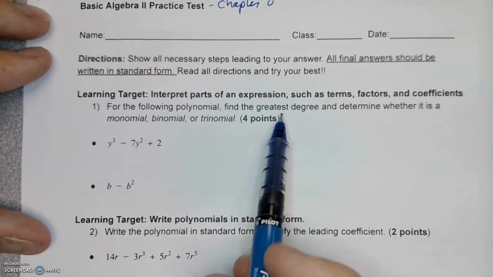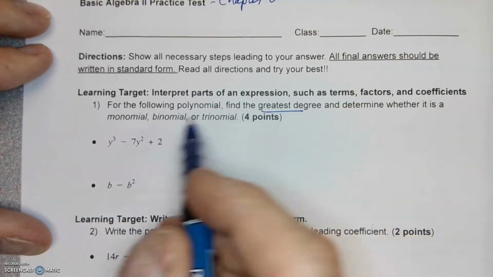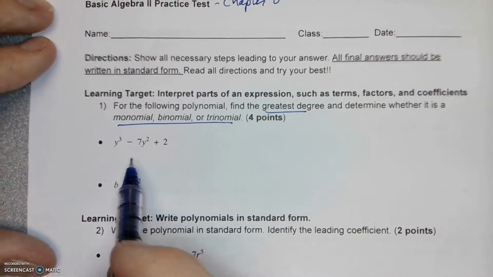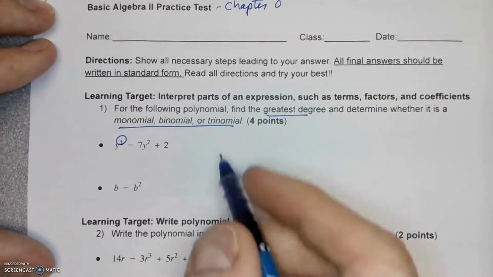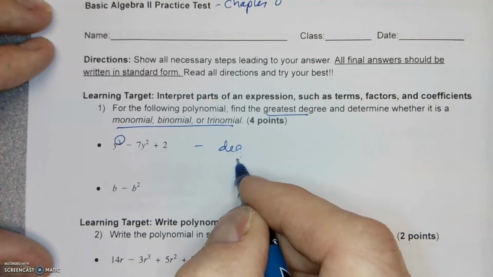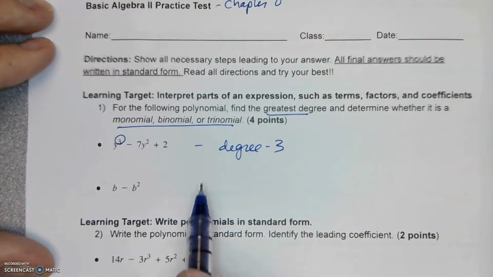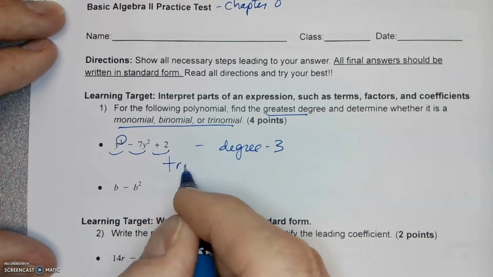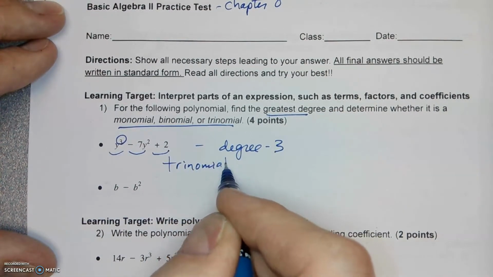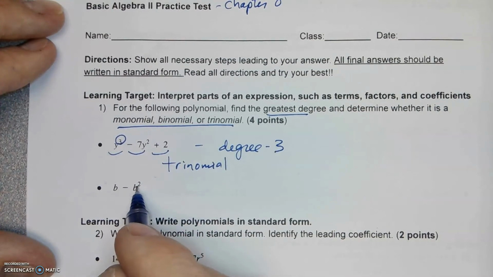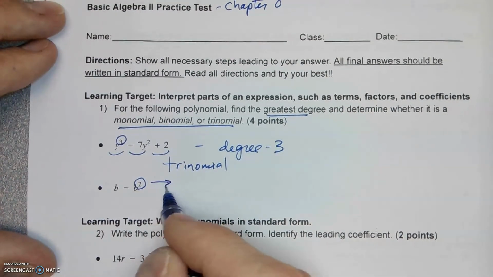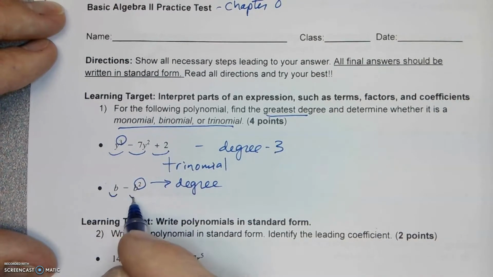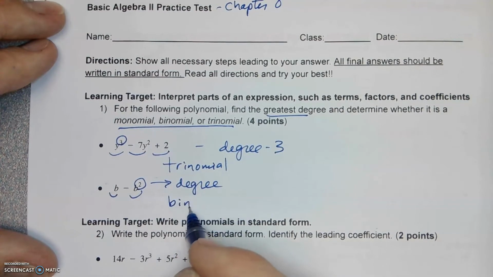We are finding the greatest degree and deciding whether it's a monomial, binomial, or trinomial. So the greatest degree is the greatest exponent. In this case, degree is 3. And there are 3 terms, so that makes this a trinomial. Here, the greatest degree is 2. If you want, you can just circle it and just say degree. And there are 2 terms making it a binomial.